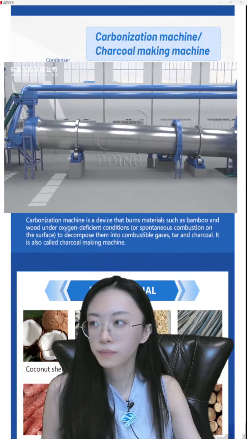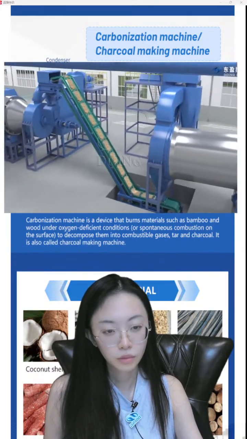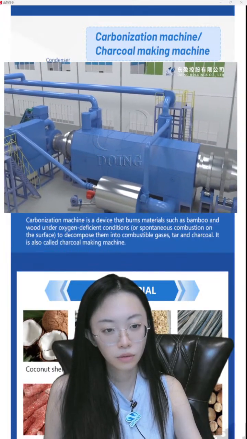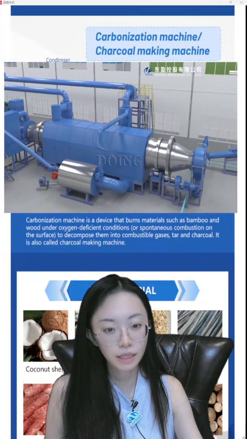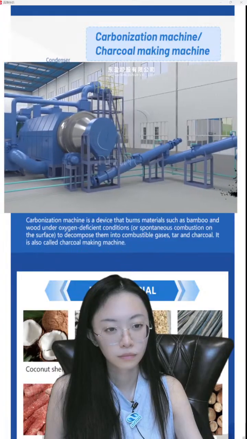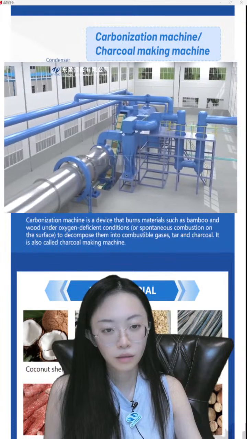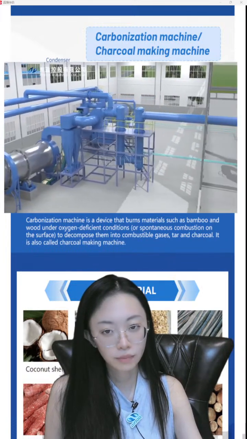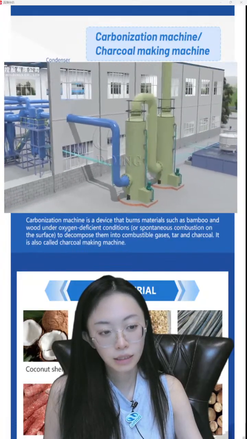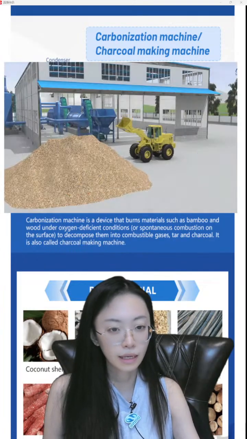This is the drying machine, which is nearly 14 meters, to dry the material and lower the moisture to 15%. After drying, they will feed it into the carbonization plant. It only takes nearly 10 to 30 minutes to finish the whole processing line.